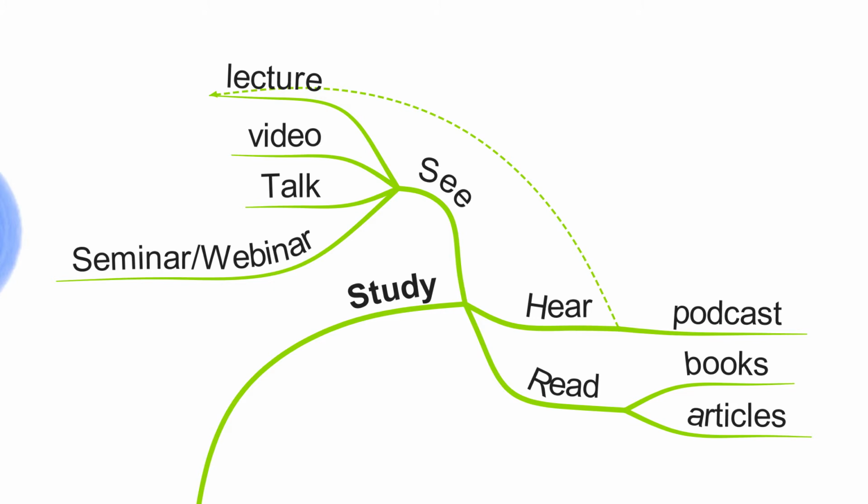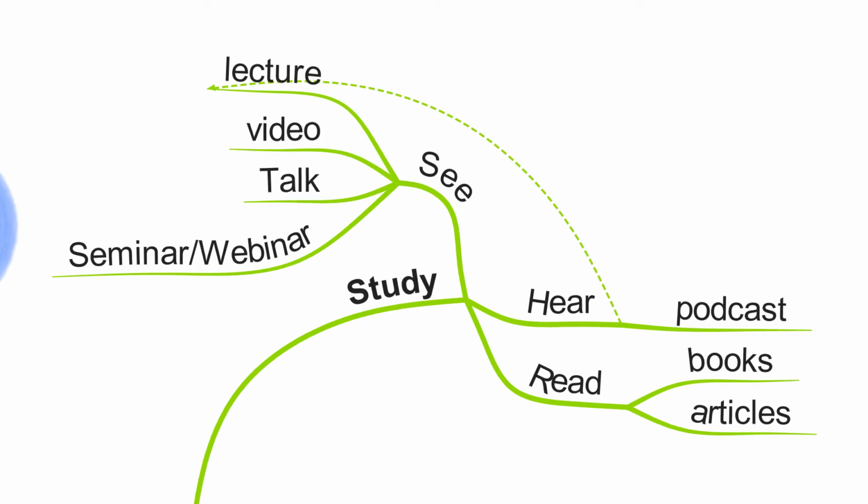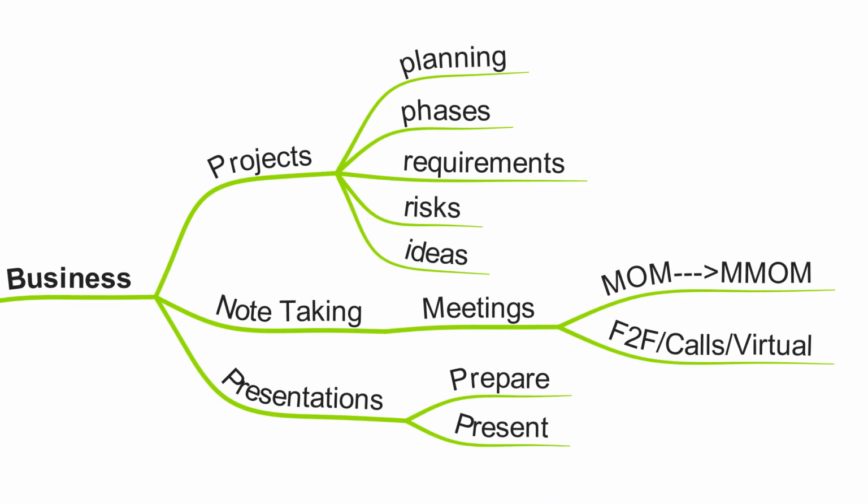Same if you're reading books or articles, you can mind map those books or articles in your own personal and creative way. The other use is when working or in your business. The main category here is your projects. So you can use mind mapping in your projects in terms of planning, identifying the phases or requirements or risks, or coming up with more ideas or linking ideas together.